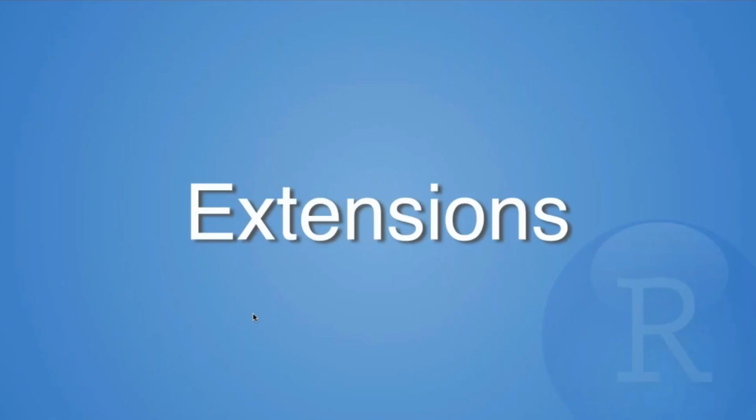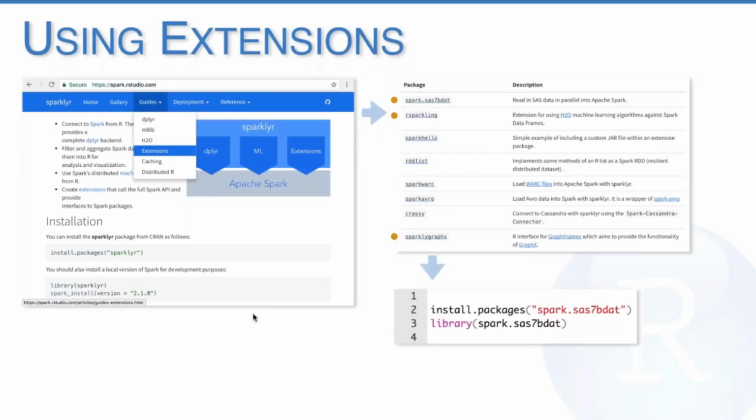We're going to get started with how to use extensions with Sparklyr. So, extensions. The first step in building an extension that you want to consider is to go to spark.rstudio.com, and under extensions, you should be able to find a list of extensions that have been currently developed by the community around Sparklyr. We try to keep this list as updated as possible, but definitely let us know if for some reason you find an extension that is not listed here.